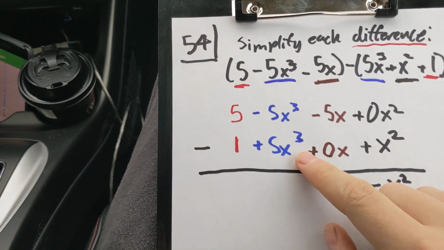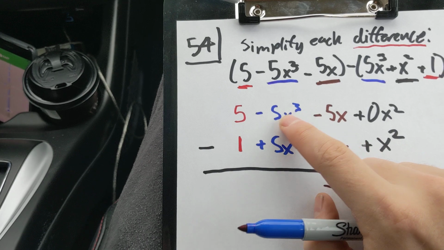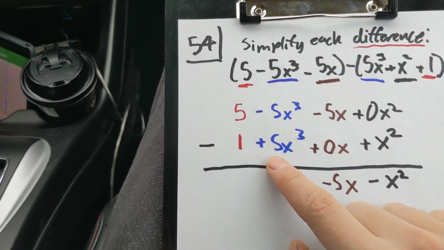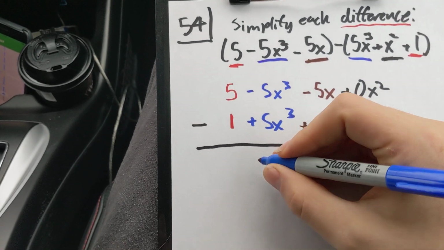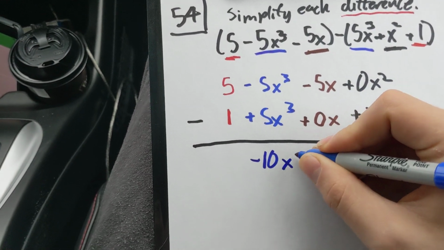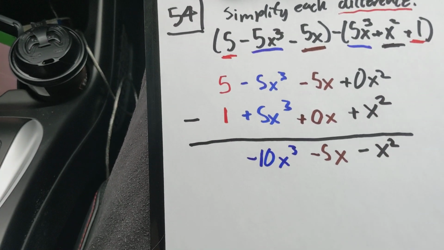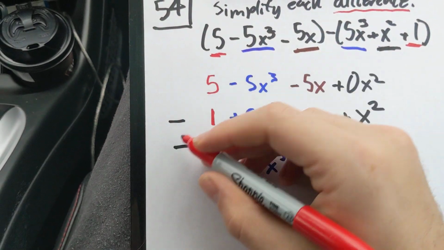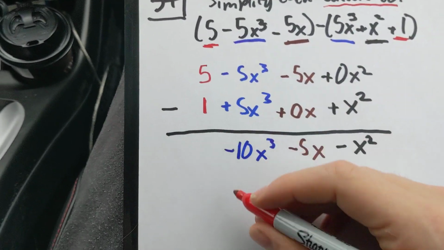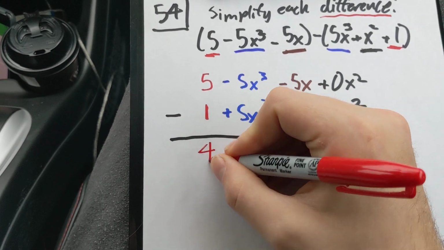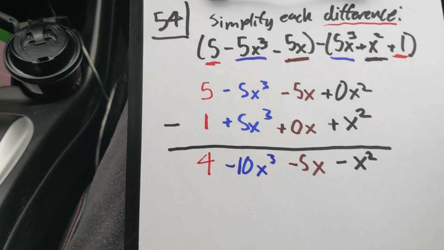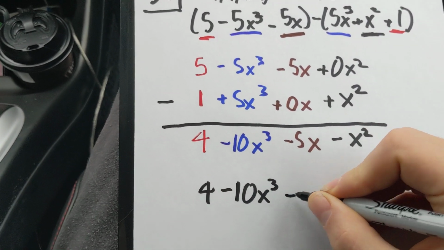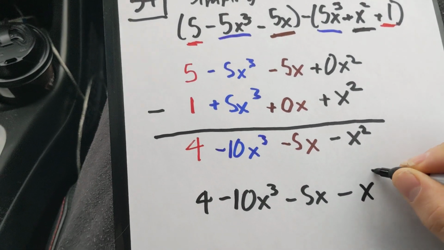In my third pair of like terms, I've got negative 5x cubed minus a 5x cubed. So I've got negative 5 minus 5. Negative 5 minus 5 is negative 10, and that is counting x cubed. So I've got negative 10x cubed. And then in my last pair of like terms, I've got positive 5 minus positive 1. 5 minus 1 is just 4. So here's my final answer: 4 minus 10x cubed minus 5x minus x squared.